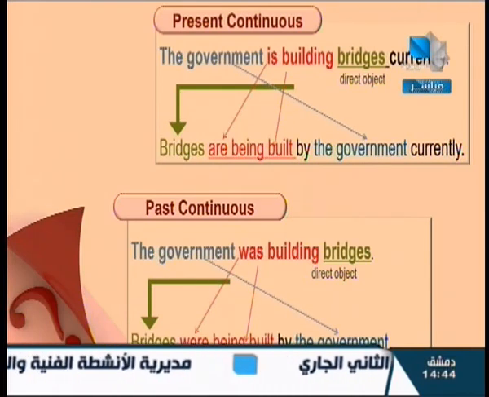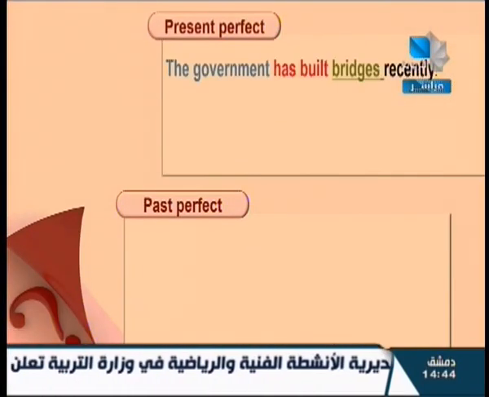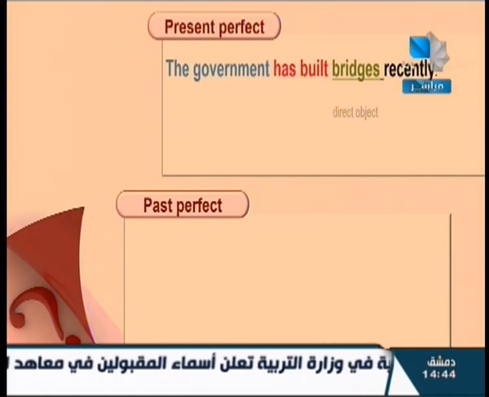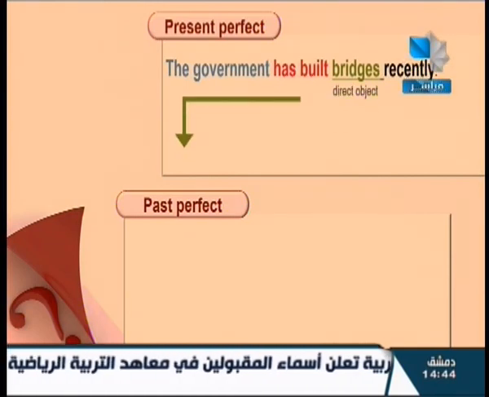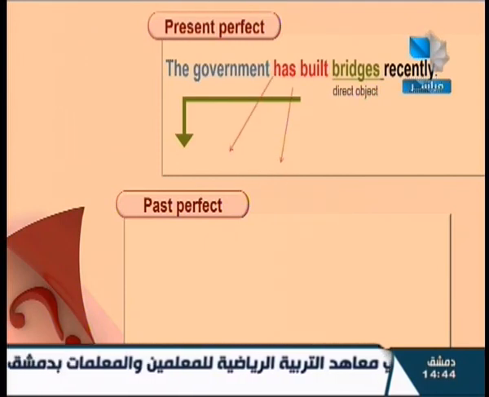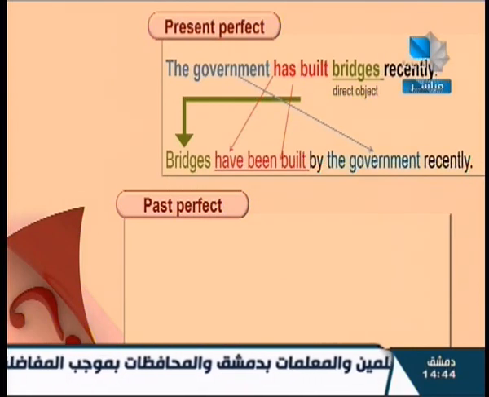Present perfect. The government has built bridges recently. We have to put the object first, bridges. Then we have to put have, because it's in the present perfect. Then been, the verb 3 of be. Then the past participle of the main verb, built, by the government, the agent, and the complement recently.